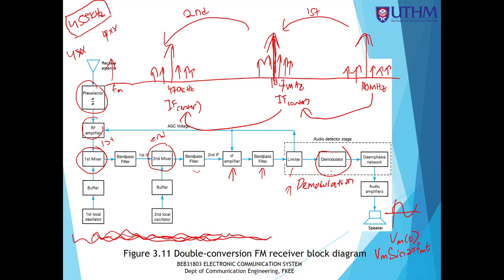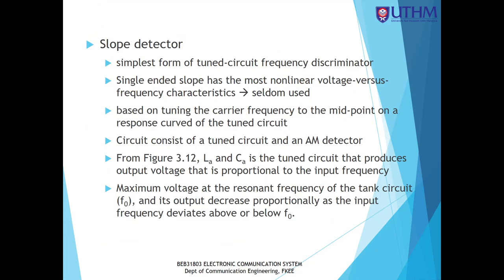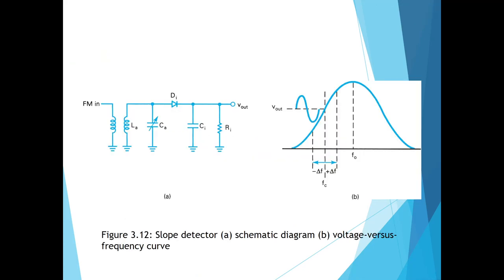So now we want to look at what the demodulator types are. We have many types of demodulator. The most basic type is the slope detector. The slope detector converts the frequency variation into amplitude variation at the output. So it is something like an AM detector actually. It looks like this. Okay, this is the slope detector.